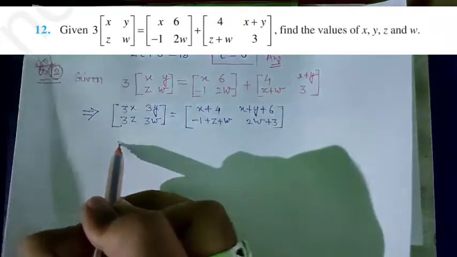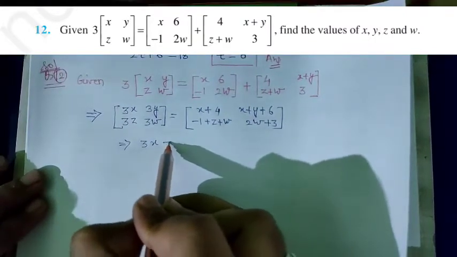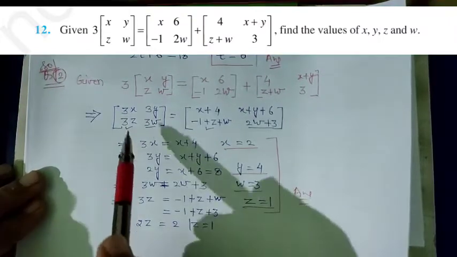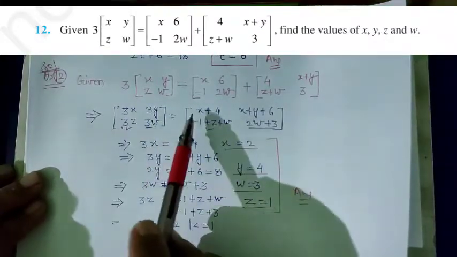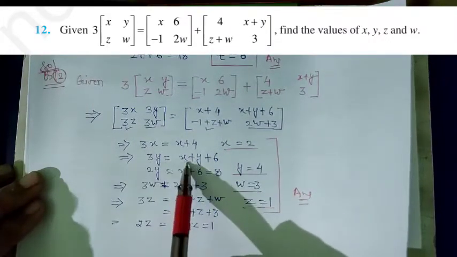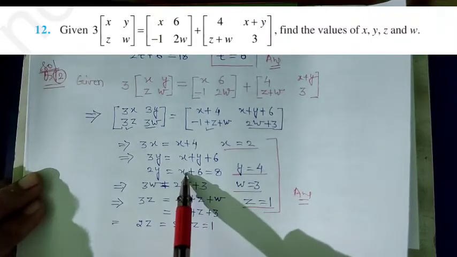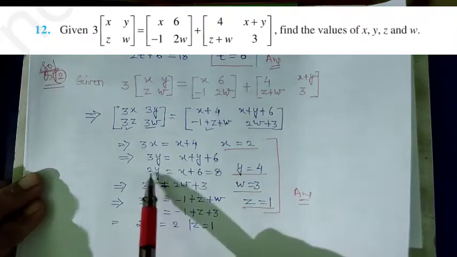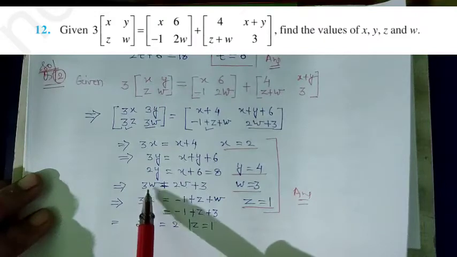We can say now 3x equal to x plus 4 will give us x. In this question we compared the values of both the matrices. We got 3x as x plus 4, so x will be equal to 2 in that case. 3y equal to x plus y plus 6. We know the value of x is 2, so we'll put that 2 here, so it will be 6 plus 2, 8, and 2y is equal to 8, so y is 4. It is very simple, you can try by yourself also.